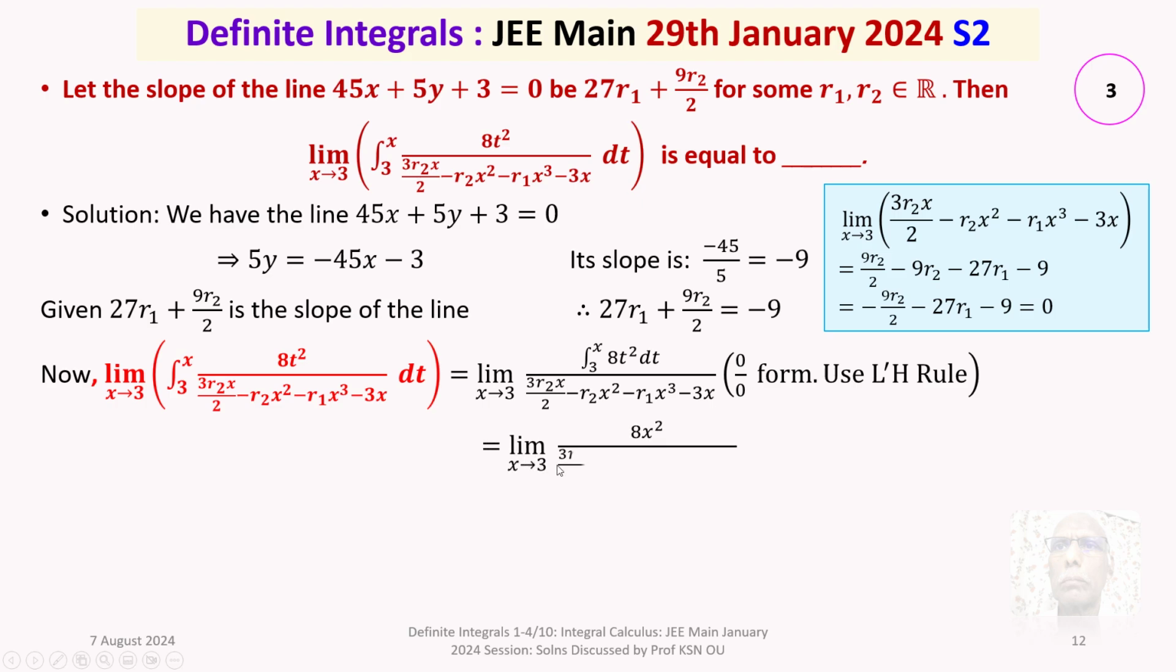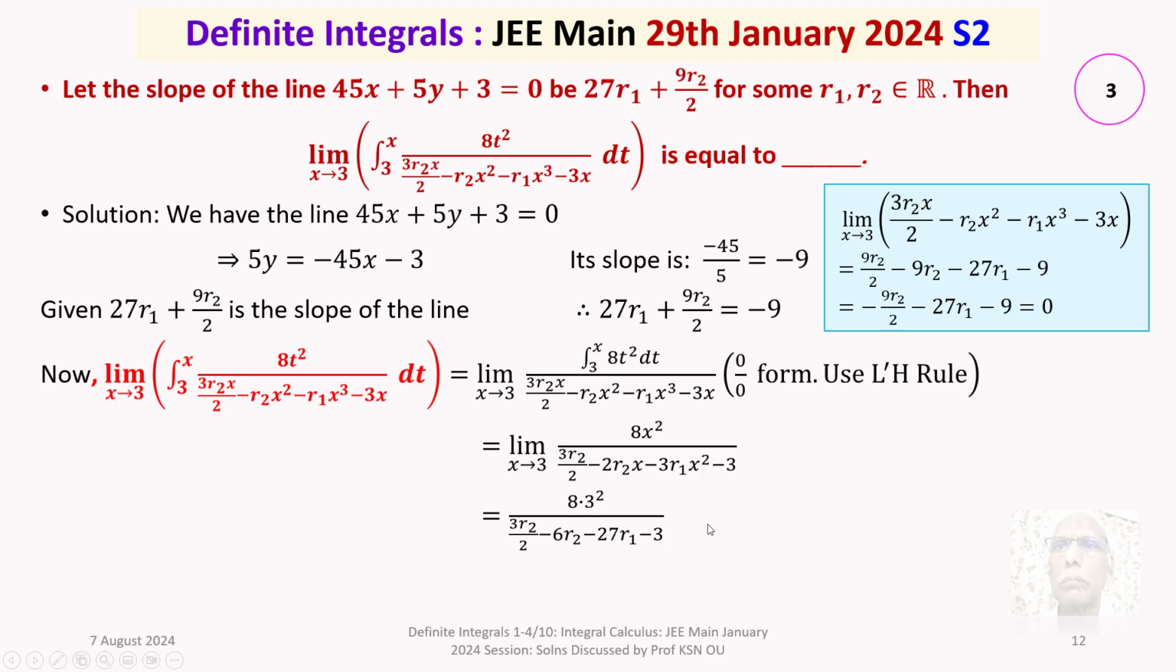Right. Limit x tends to 3. The derivative of the numerator integral is 8x square, divided by the derivative of the denominator, 3r2 by 2 minus 2r2x minus 3r1x square minus 3. Right. Now, limit x tends to 3, if you take 8 times 3 square, substitute x is equal to 3 in the denominator. It's a polynomial again, so it's continuous. Therefore, just substitute 3 wherever there is x.